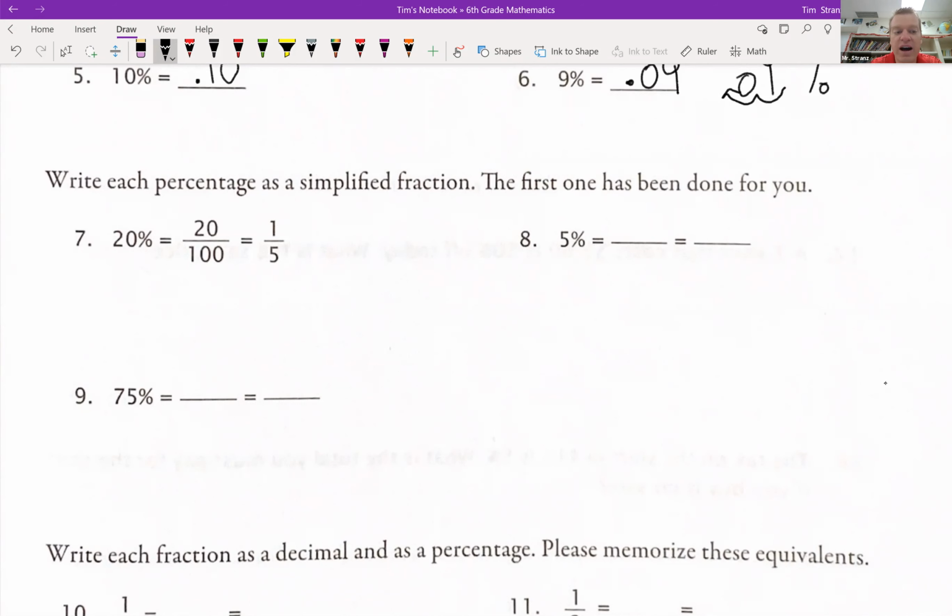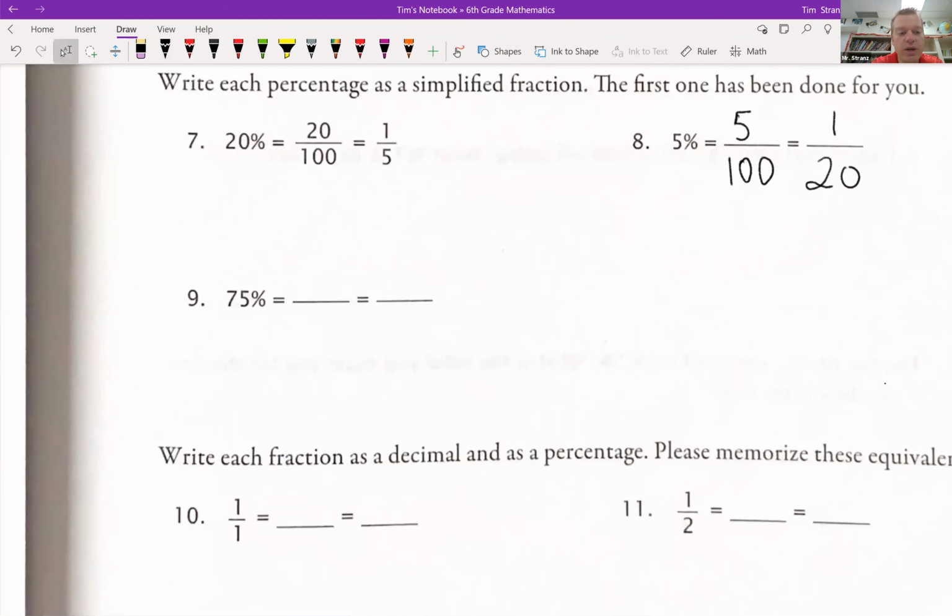Number 8, we got 5%, so that means it's going to be 5 out of 100. If we reduce this fraction, you're going to have 1/20th, because 5 goes into itself one time, 5 goes into 100 20 times. Number 9, we have 75%. So that's going to be 75 over 100. If we reduce this, we can reduce it by the number 25. 25 goes into 75 3 times. 25 goes into 100 4 times. So it reduces down to 3/4.